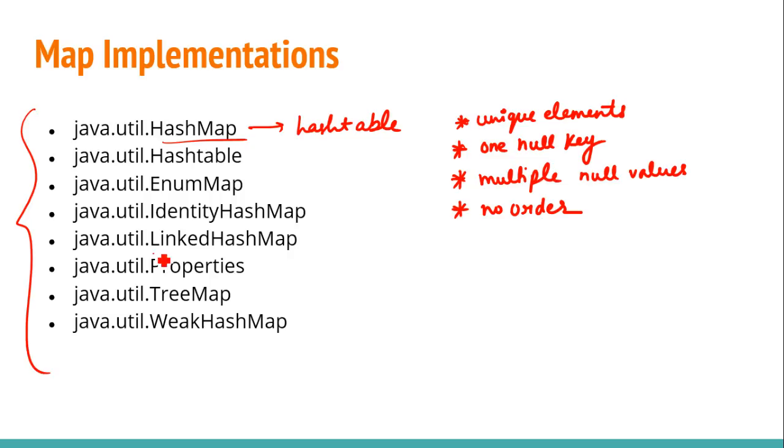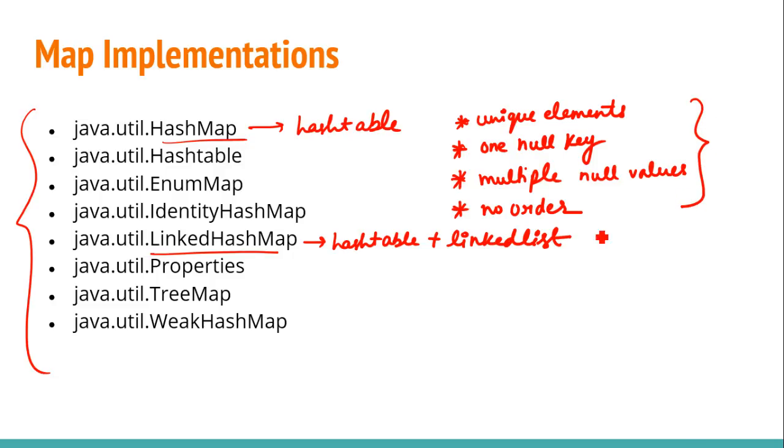Let's say we take a look at linked hash map. Now how is linked hash map storing data? It uses a hash table along with a linked list to store data, right? So it combines hash table and linked list implementation to store data in the form of a map. Now everything else in the linked hash map has similar properties as I just mentioned here, but in addition to that, a linked hash map maintains insertion order.